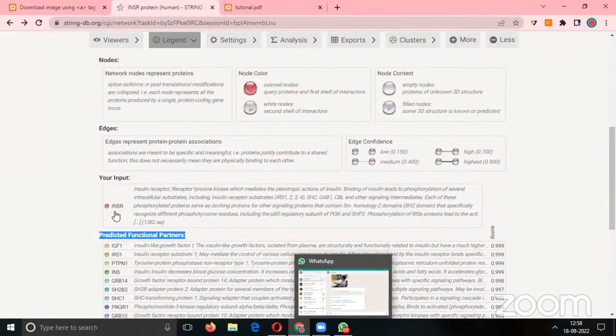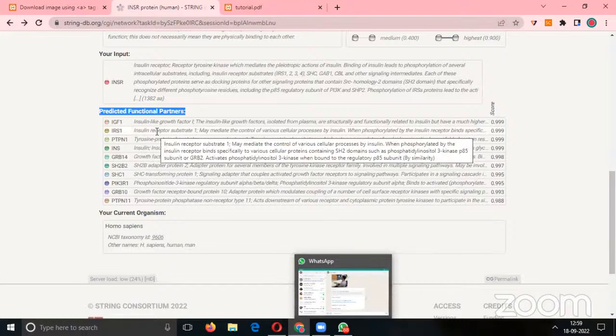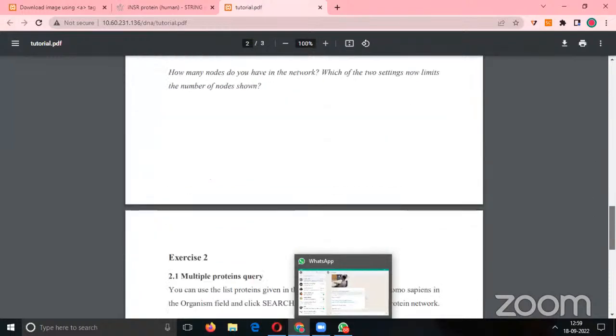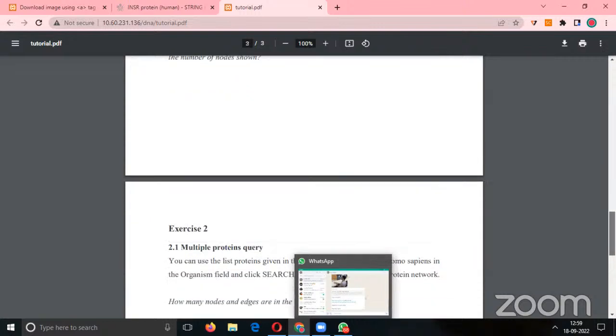What is our input? Initial input, INSR, right? So we are seeing the interactors of INSR, or the proteins that are associated with INSR, or the proteins that are interacting with INSR. In either way you can interpret. So this is how we give one protein as an input. Okay. So shall we move on to the second exercise? It's 1 o'clock now, so without any delay, we will move on.